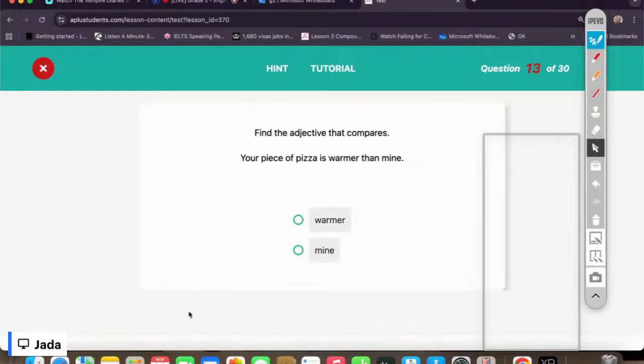Okay, that's it for our lesson today on the adjectives that compare. Can you tell me if you have any questions? Do you have any questions?